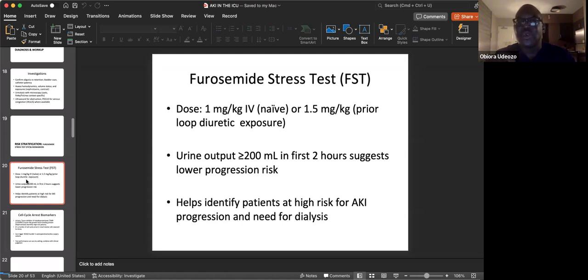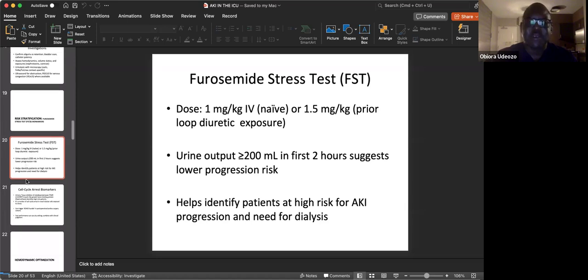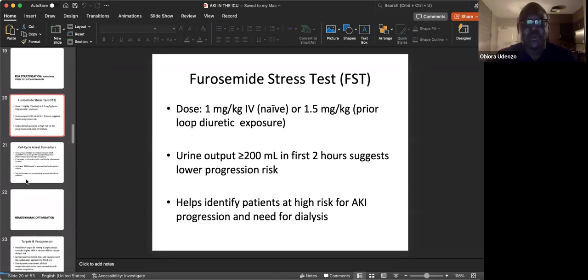If they can make more than 200 mils of urine in the first 2 hours, it kind of gives you a clue that they are less likely to progress to needing dialysis, okay? If they don't make urine at all, it can help you start planning in advance or giving you a clue that this patient has a high chance of progressing to needing dialysis. So you can start trying to make arrangements for renal replacement therapy.